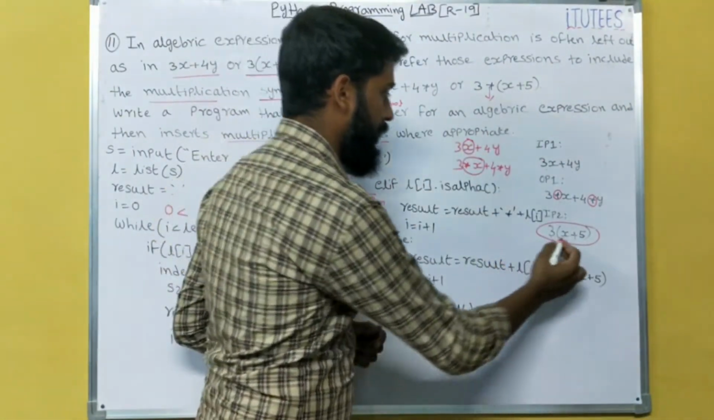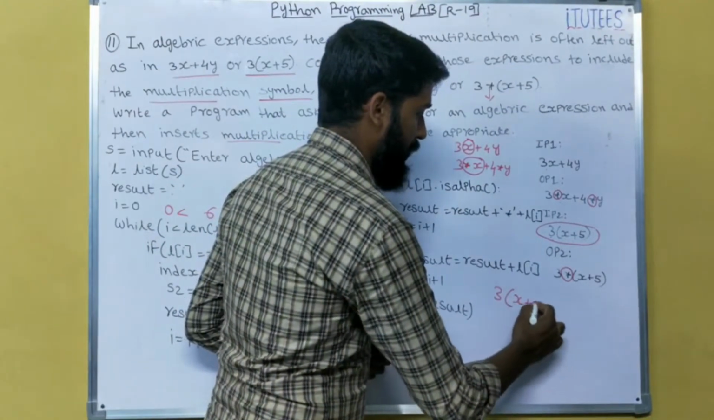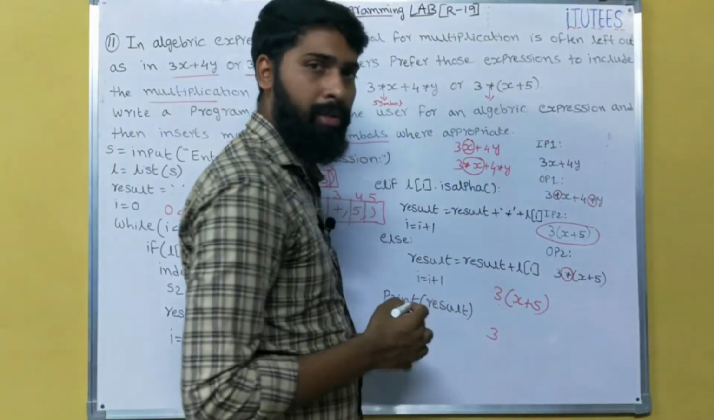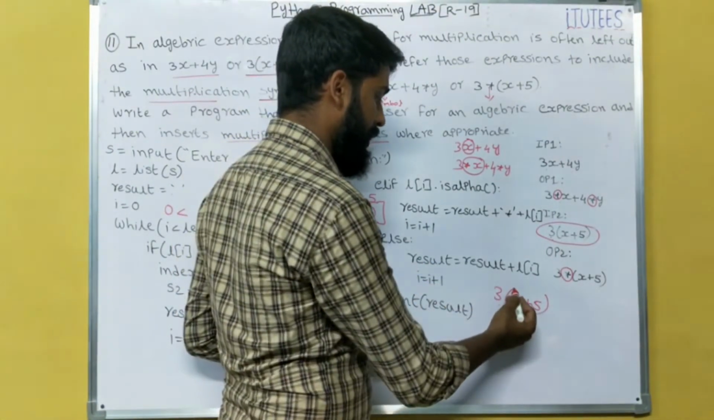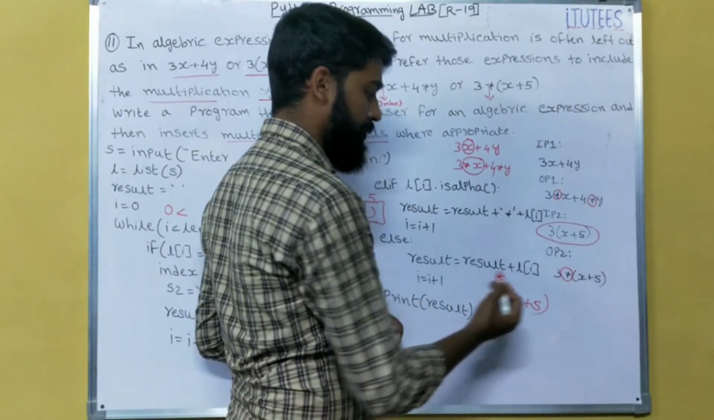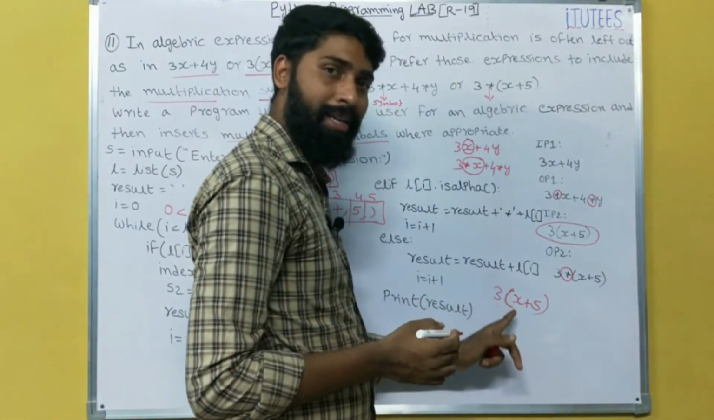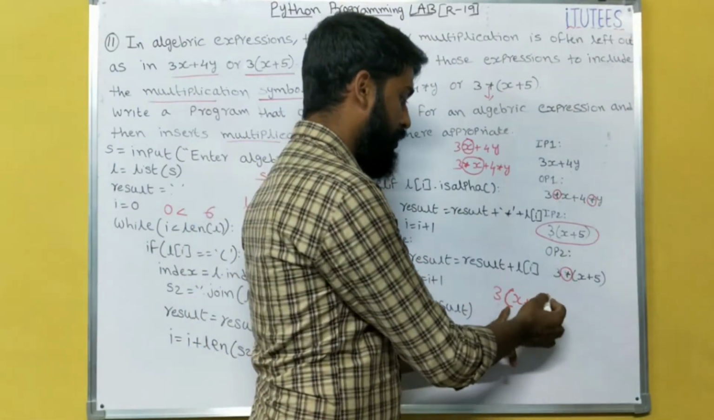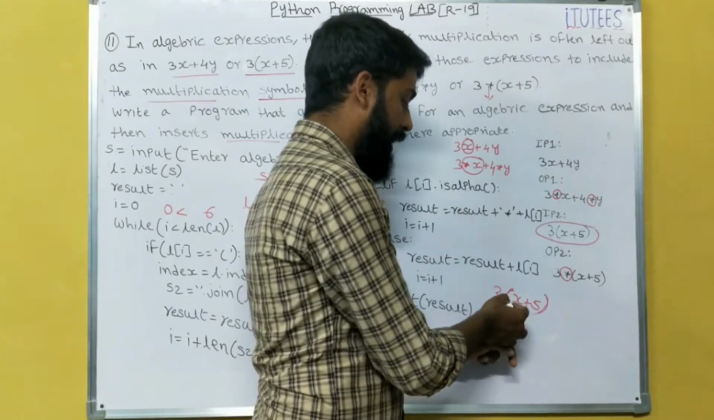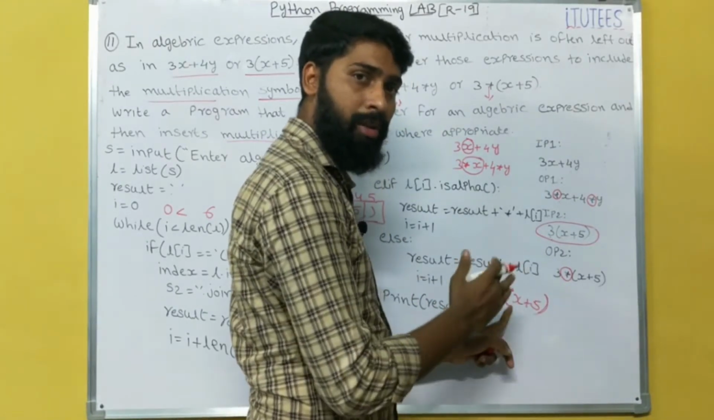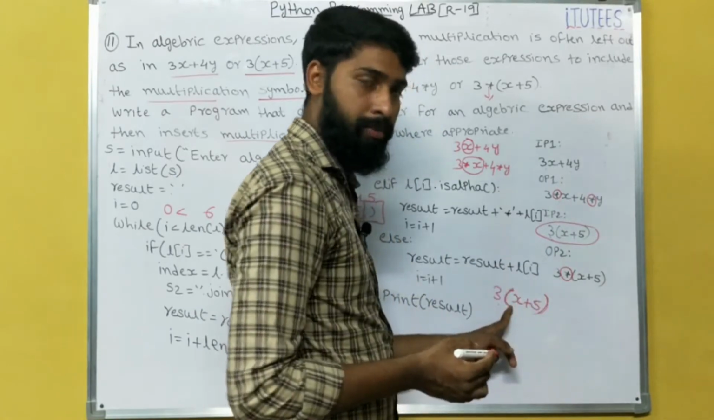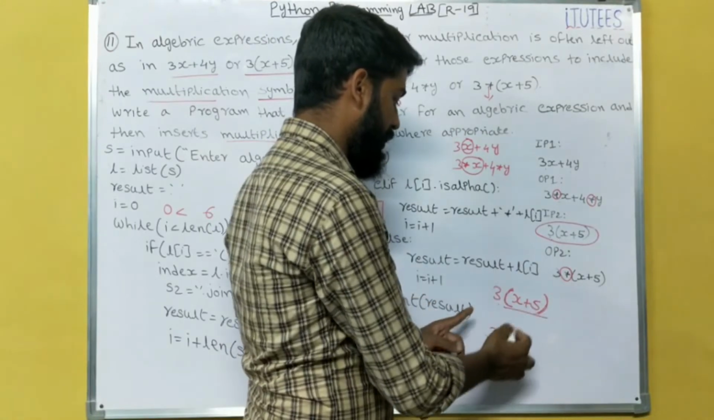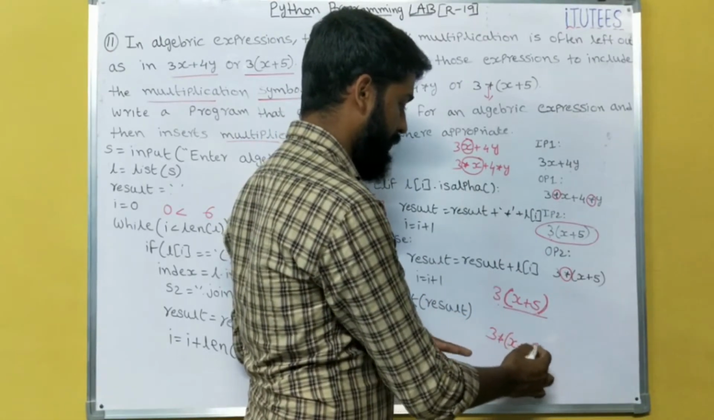In a similar way, here 3 into (x plus 5). What are we doing? The 3 is not an alphabet, so I can print it directly. The next one is a bracket. If it is a bracket, it is printed preceded with an asterisk, and we can print up to the closing bracket. That means if you identify the starting bracket, then obviously you can identify the ending bracket also. Now you can identify this ending bracket and place this string here, x plus 5. That's it.